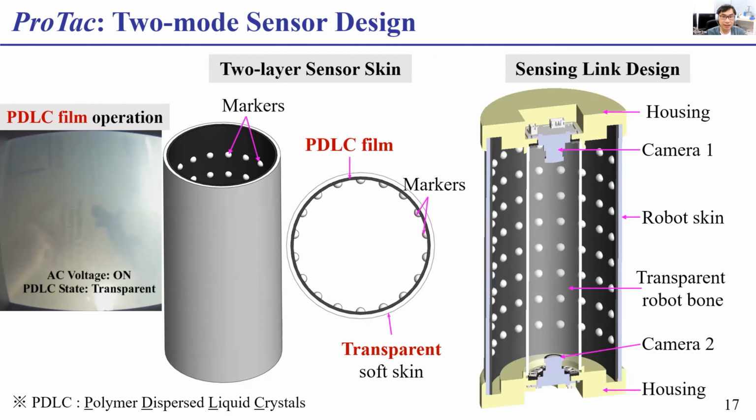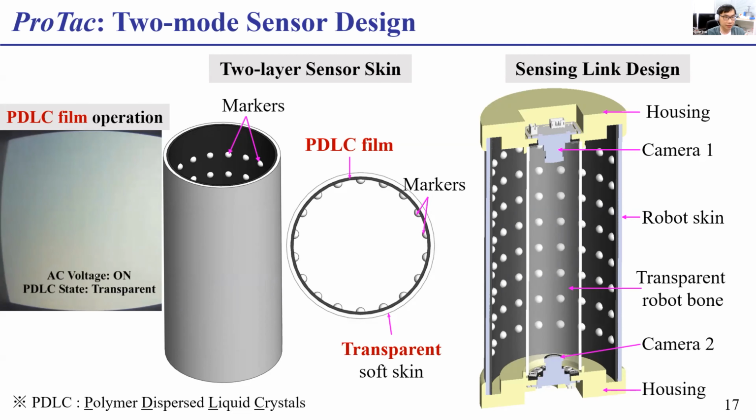Now let's see the design of the two-mode sensor named Protect. The overall design of the sensing link is fairly similar to the tactile device. However, the main difference lies in the construction of the surface sensor skin. The transparency switch can be realized by a two-layer skin structure, which includes an outer transparent layer and an inner PDLC film. So what is the function of the PDLC film?